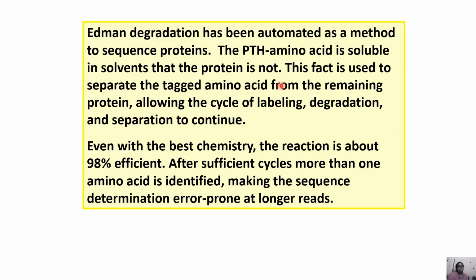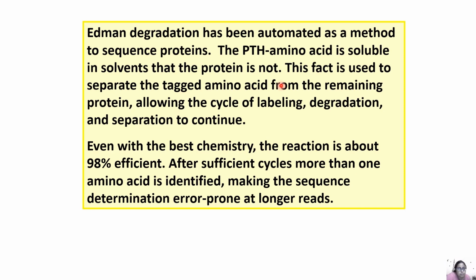Now, the Edman degradation has been automated as a method to sequence proteins, and the PTH amino acid is soluble in solvents that the protein is not. This property is used to separate the tagged amino acid from the remaining protein, following the cycle of labeling, degradation, and separation, which continues. Even with the best chemistry, the reaction is about 90% efficient.